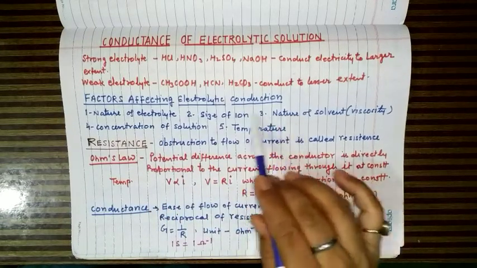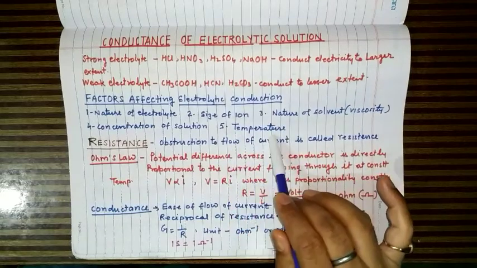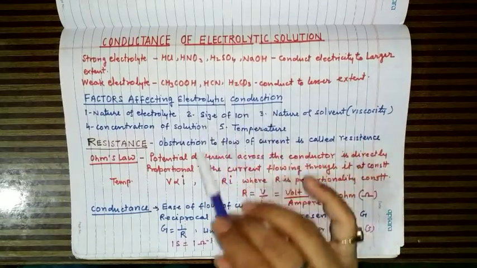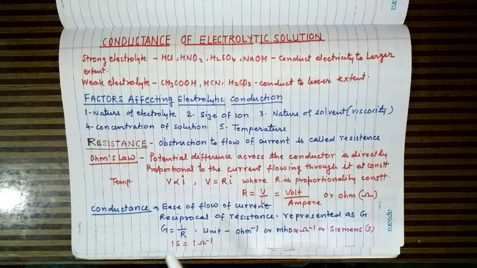Now temperature. If we increase the temperature, then the conductance of an electrolytic conductor increases because this loosens different types of interactions like solute-solute interaction, solute-solvent interaction and solvent-solvent interaction.